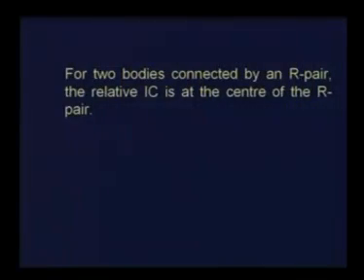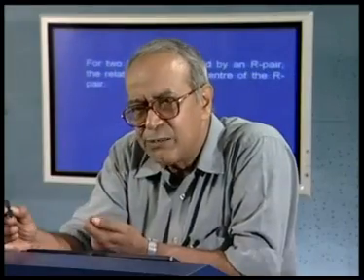two bodies are connected by a revolute pair, then the relative instantaneous center between those two bodies is obviously at the center of the R pair, because as the mechanism moves, the center of the R pair between these two bodies always move together. So, there is no relative velocity between those two coincident points of the two rigid bodies connected by the R pair. The center of the R pair will be the relative IC.